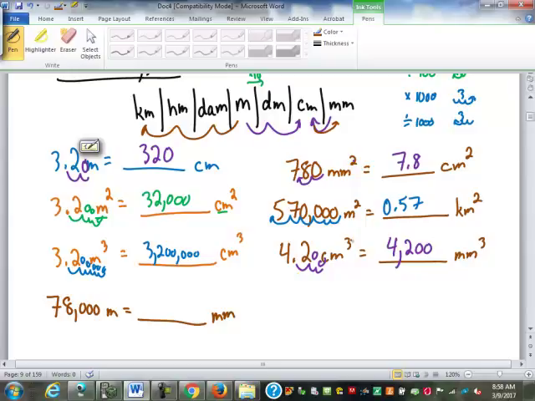How about 78,000 meters into millimeters? Meters to millimeters is 3 spots to the right. Are we going to move the decimal 3 spots? Yeah. This is just meters and millimeters, so we're just going to move however many spots are on the chart. Right?